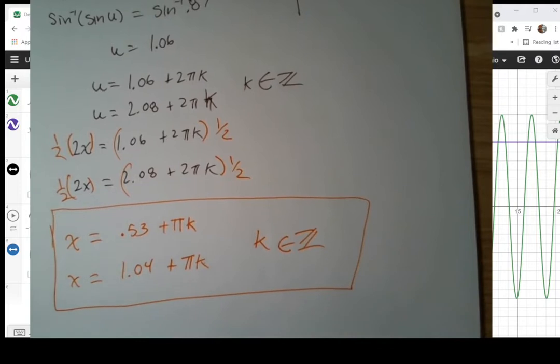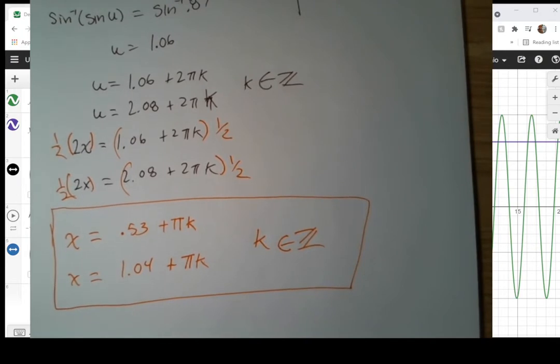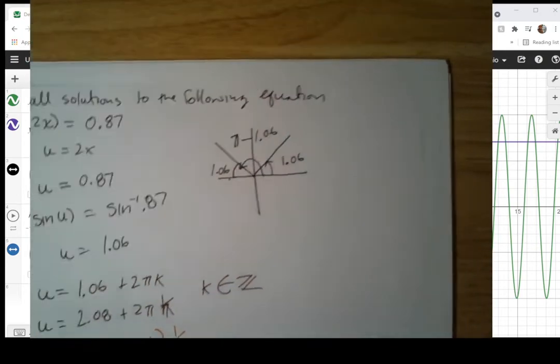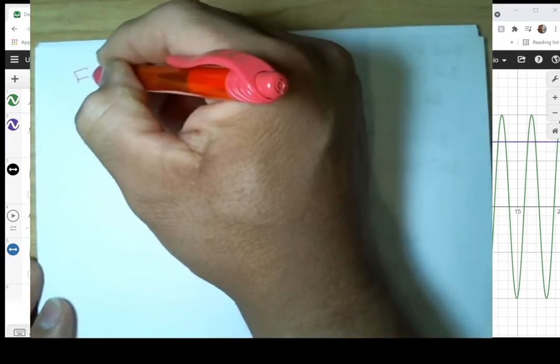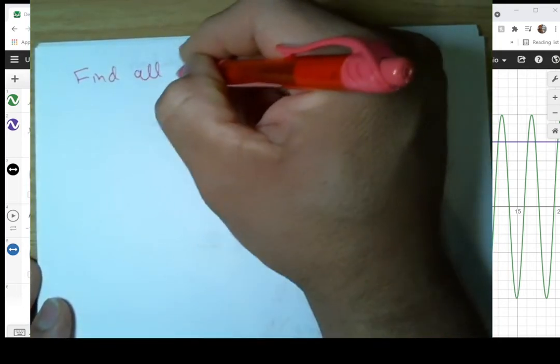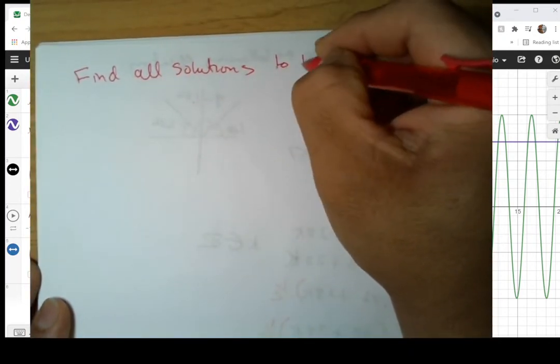All right, so now we're going to do another example here, and we're going to look at equations that have multiple factors of either the same function or in some cases a different trig function, and how to approach solving those. So the first one we're going to take a look at is an equation where we have two. So here again, for now we'll stick to finding all solutions to the following equation.